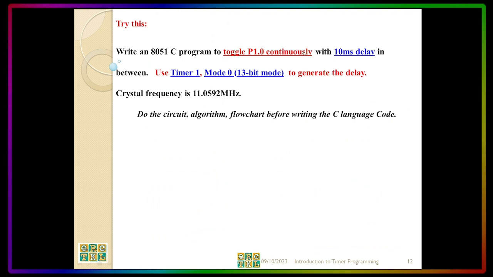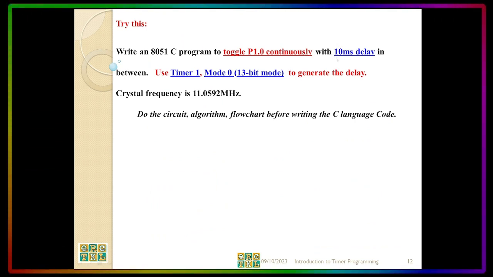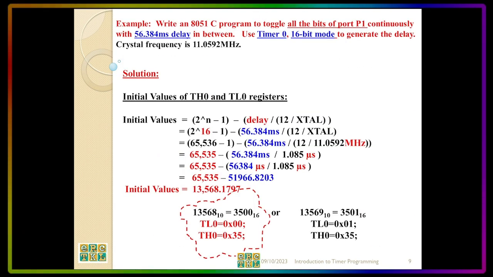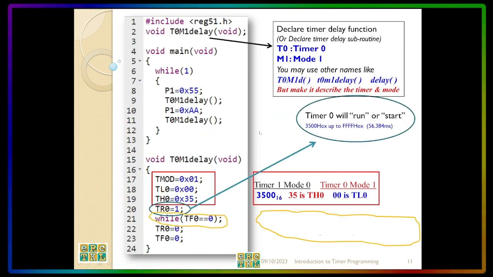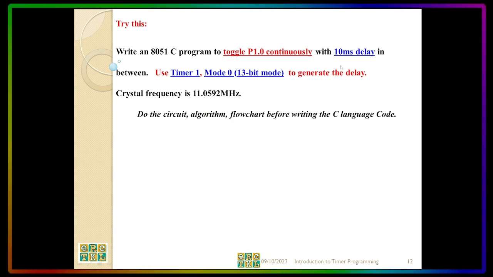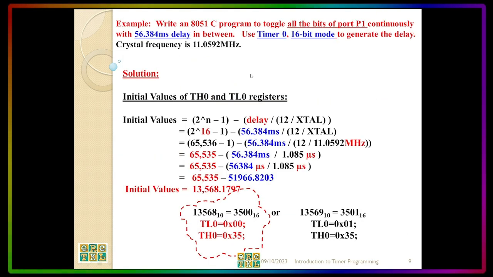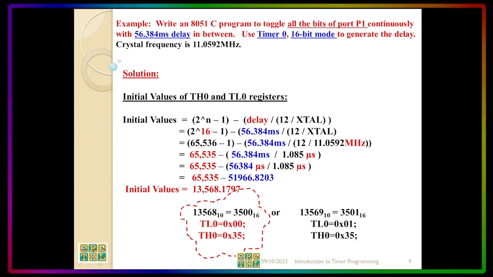Also, in the challenge, you're supposed to use a 10 milliseconds delay. So when you calculate the timer delay, this will not be 56.384. This will be 10 milliseconds. And also, the mode that is given in the challenge question is 13-bit mode. Therefore, when you calculate, let's go back to the calculation, this must not be 16. It should be 13.